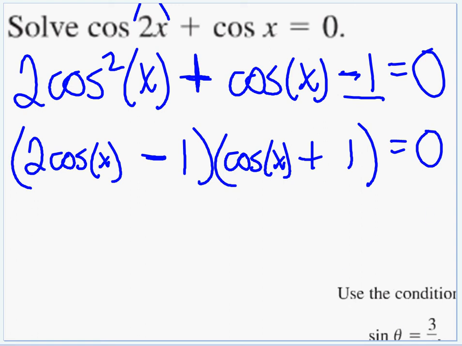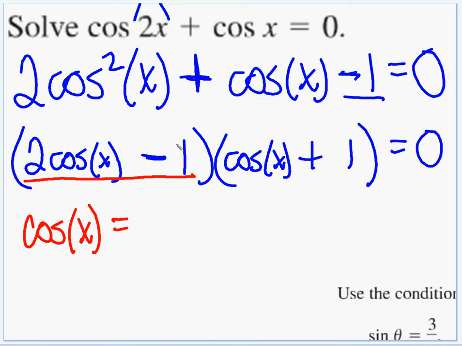Now let's see. I'll switch to red ink. And if we set this one equal to 0, to get this cos x alone, we're going to add 1 and then divide by the 2. So cos is a half. And that happens at 2 spots.